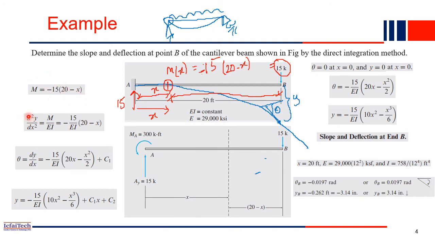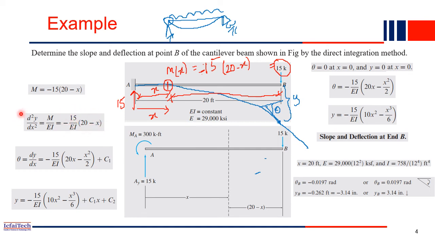So now we have the beam equation which we derived in the last class. That is d square y by dx square is equal to M by EI. So this is the expression we have derived in the last class. So let's substitute the value of moment here. Moment you already know, when you computed. So substitute it. So d square y by dx square equals minus 15 into (20 minus x) by EI. So this is the substituted equation.